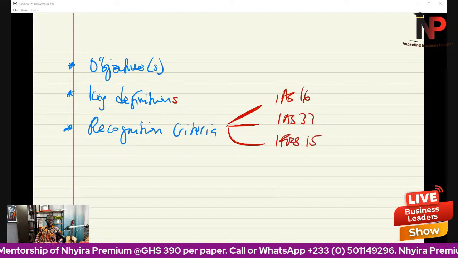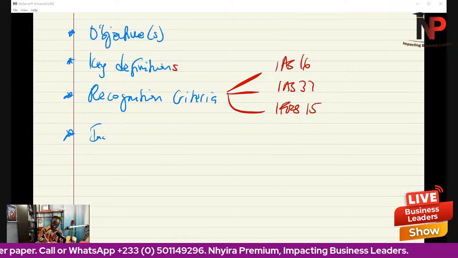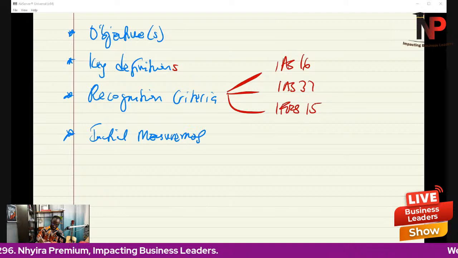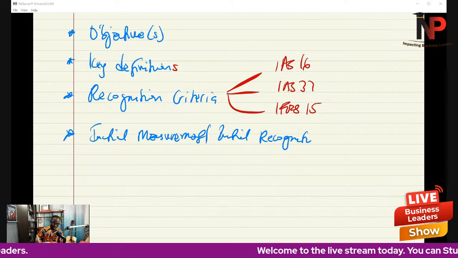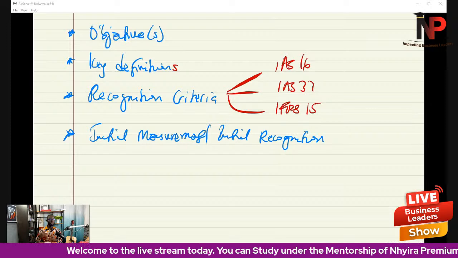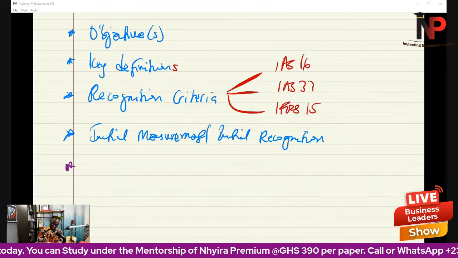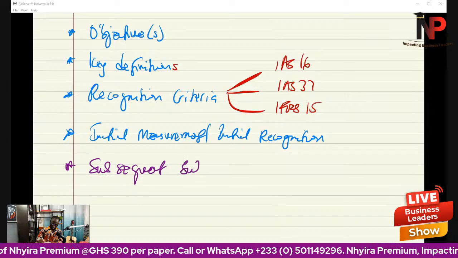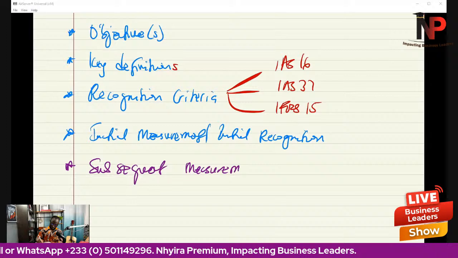Then we need to deal with initial measurement, which is going to be the same as initial recognition. The first time that a transaction is brought into the books, how do we recognize it? How do we measure it? And then we have to do subsequent measurement. And then certainly any disclosure requirements.